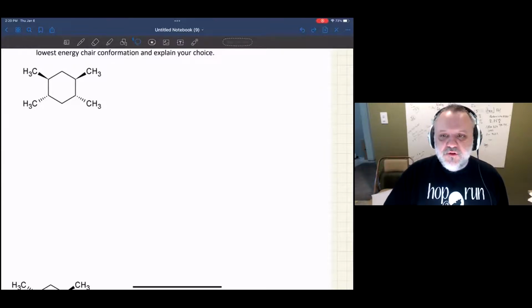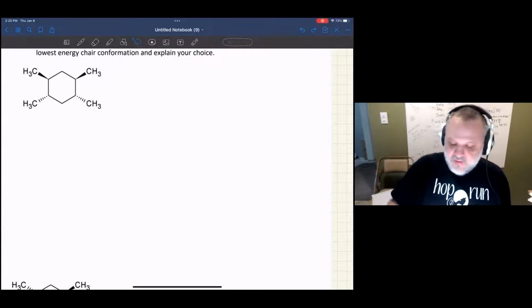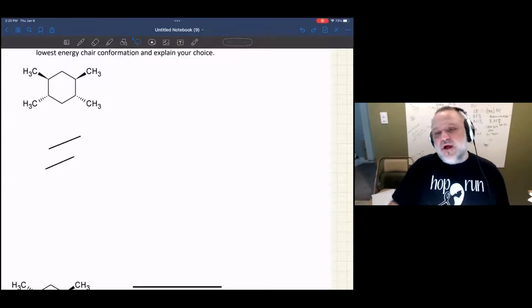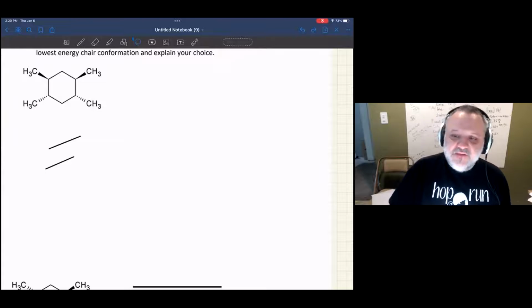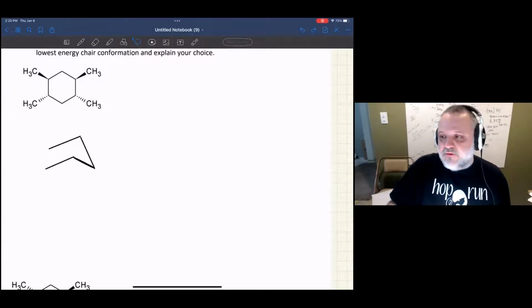Okay, so what you need to be able to do is learn how to draw the different chair conformations, including all the bonds. And the way we do it is we start out with two parallel lines that are slightly offset from each other. And then we connect them going down on that side and up on that side.